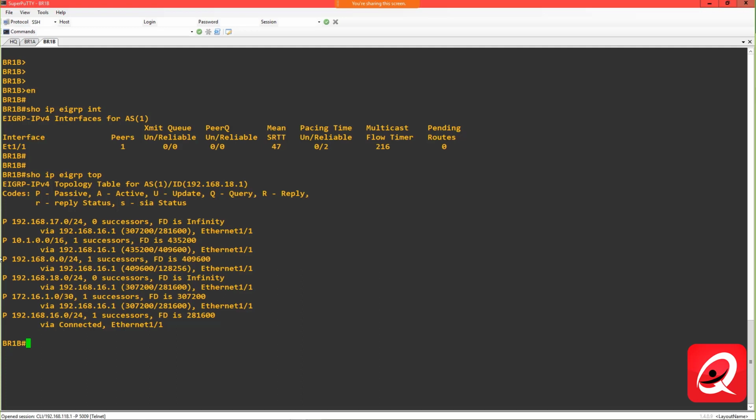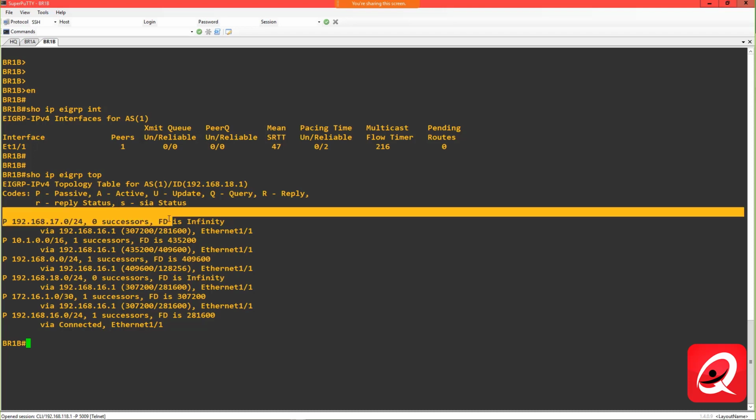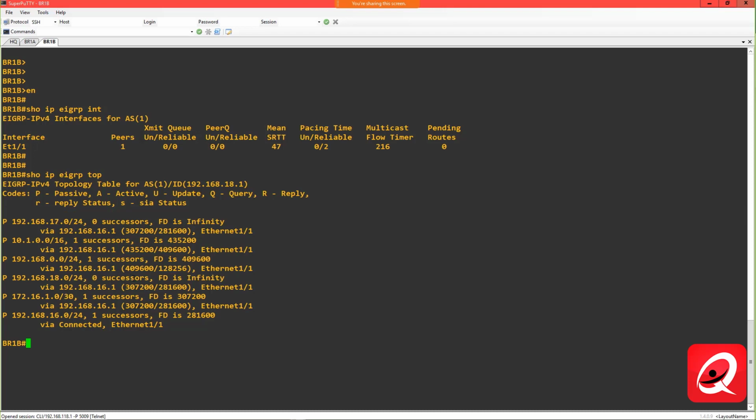And if I go back here, I can see that the 18 subnet is part of EIGRP, but it also has a feasible distance of infinity. We'll talk about what that means in a second, but it is still part of EIGRP. The routes themselves are still part of EIGRP, which means they either are interfaces that are going to be running EIGRP, or they're being sent into EIGRP through some method. So we'll talk about that in a second.